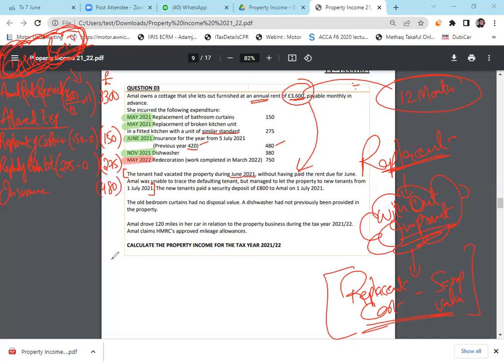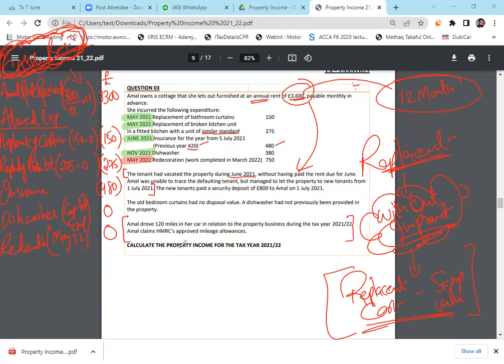Any questions? No questions. Next one is dishwasher. What did they write? Is it a replacement or just the purchase of a new asset? Purchase of a new asset is capital expenditure. Not allowed, I write 0. And redecoration, it's in May 2022. The payment is in May, which means not allowed. It's not in my tax year.